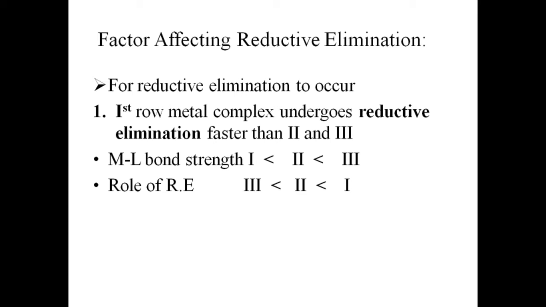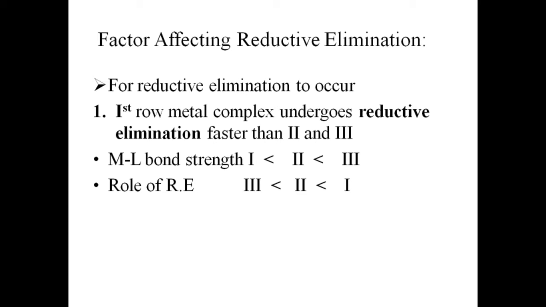Dear student, we know that metal ligand bond strength is highest in third row metal complexes. They have the strongest bond between metal and ligand compared to second row and first row transition metal complexes. So it is weakest in the case of first row transition metal complexes, so they will undergo reductive elimination faster.